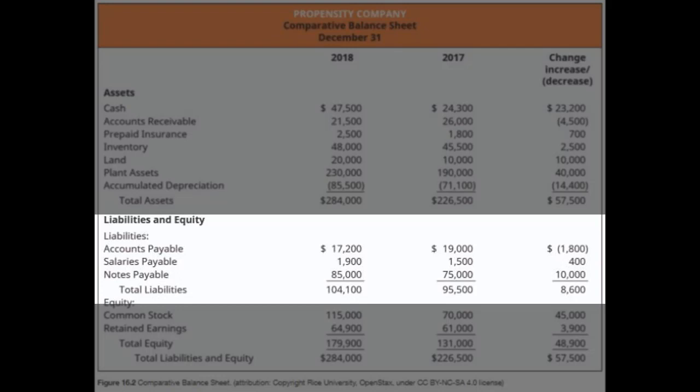Let's take a look at notes payable. Notes payable increased by $10,000 this year. In other words, we went out and we borrowed an extra $10,000, bringing in more cash. Increase in notes payable is analogous with, is caused by, or creates a $10,000, in this case, increase in cash.